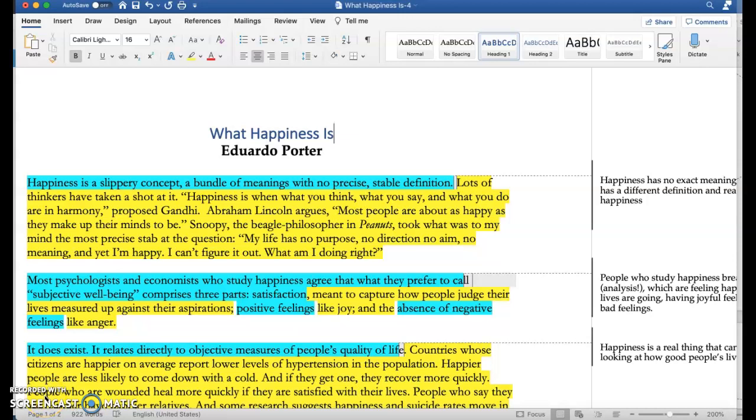I want to talk to you today a little bit about what a summary is and how to go about writing one of an essay like the one that we just read last week called What Happiness Is. So the basic rule of a summary is that it's a reduction. And a reduction is when you reduce something down to its most important parts.